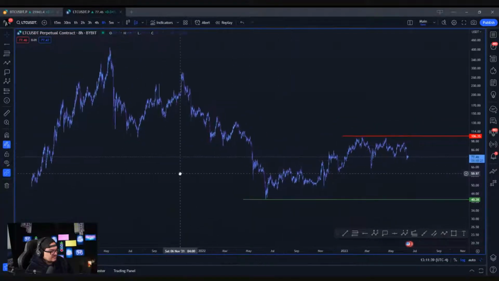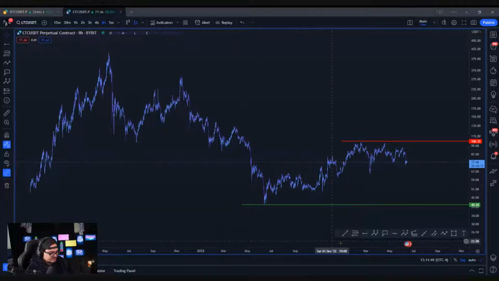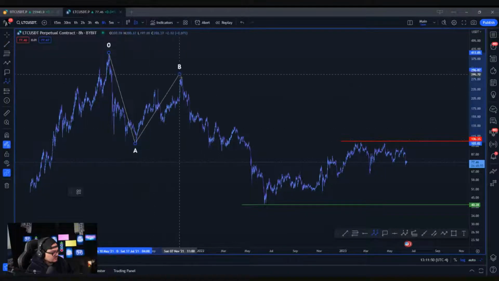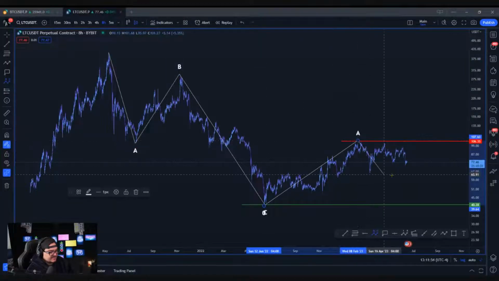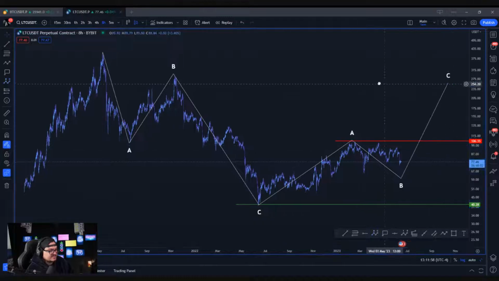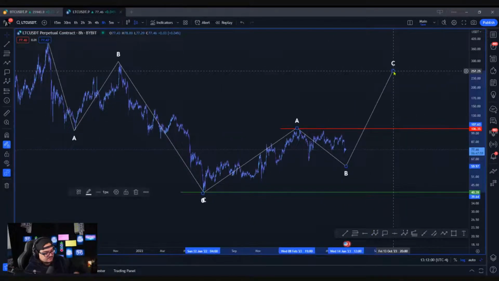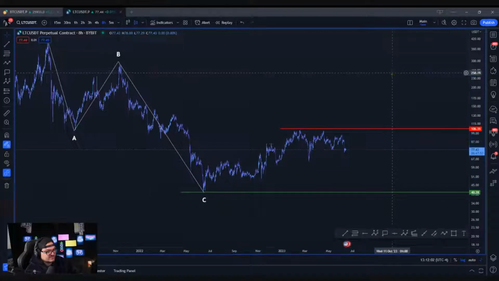So that is the possible most bearish case scenario. The most bullish case scenario is that maybe this ABC is done, and then this is part of a larger A, maybe a possible B. If not this low here, one more low, and then continue higher for a C. And I'll explain why I came up with that shortly.